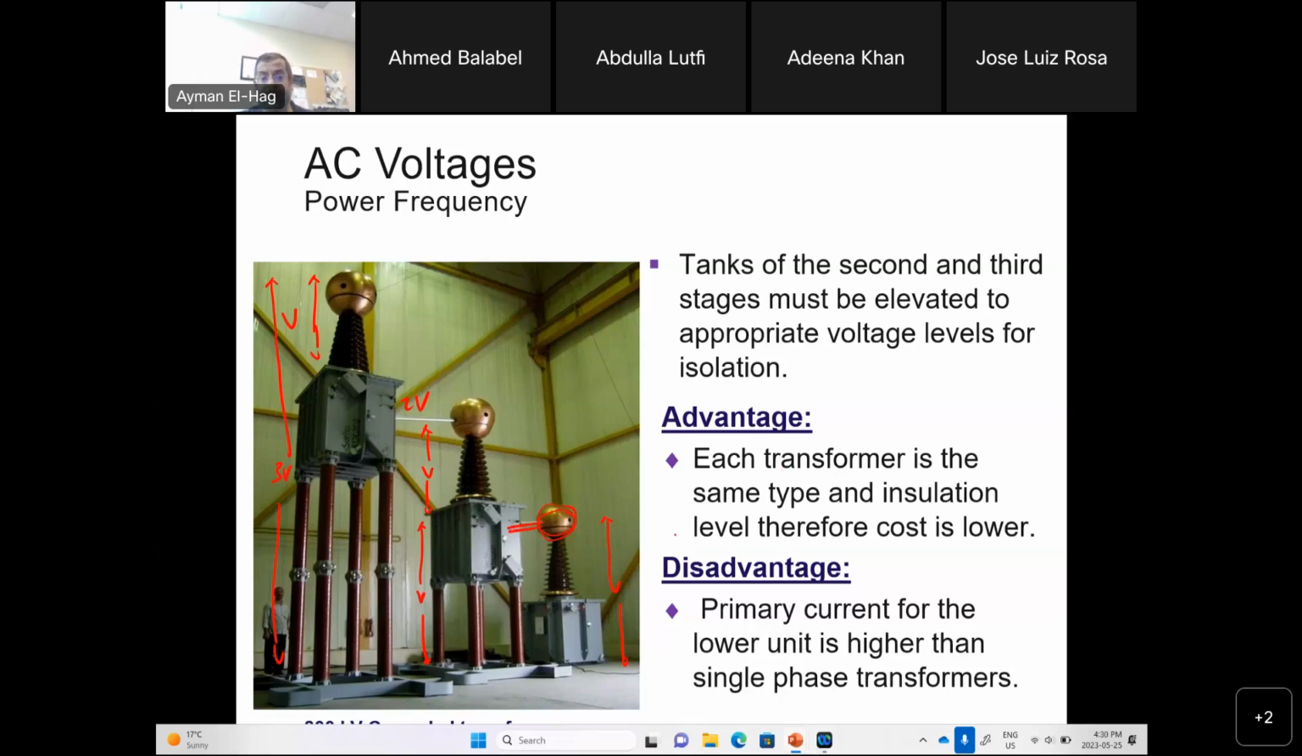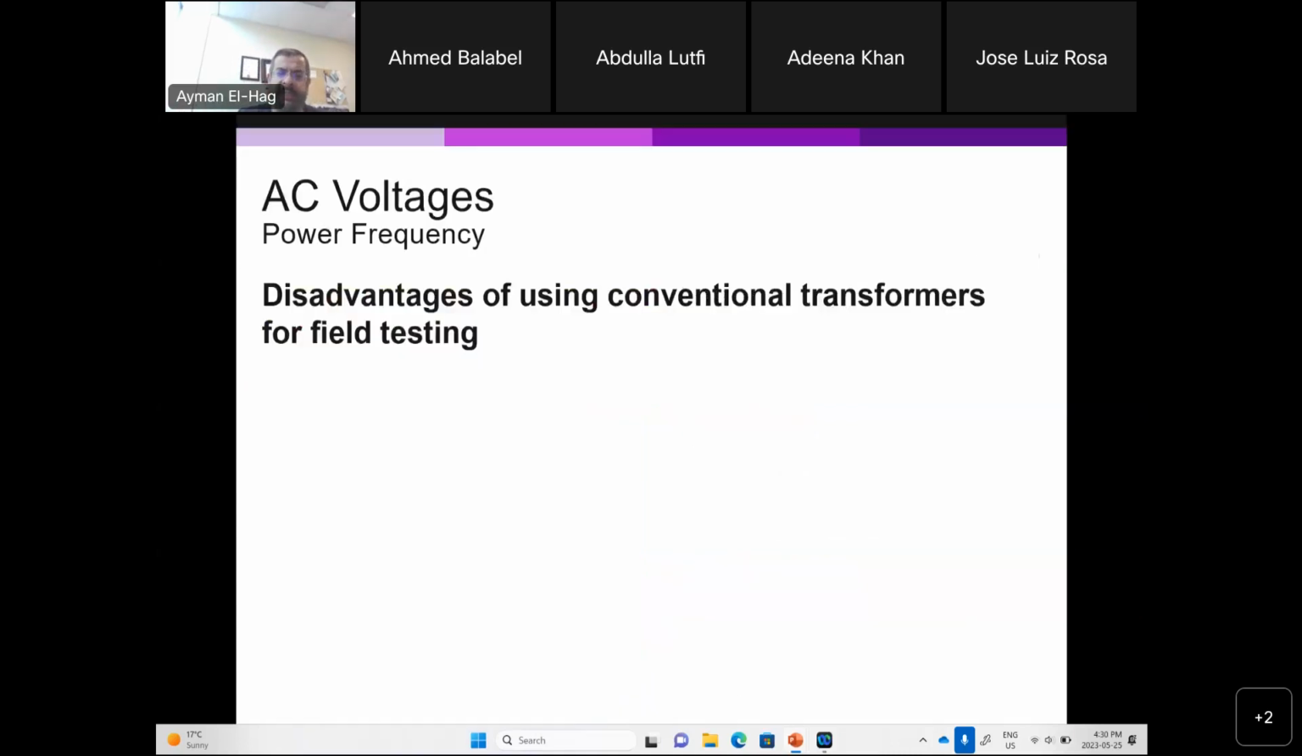Each transformer, this is one of the advantages. Look at that transformer now. Forget about the installation. They are identical. So that will make the cost lower, because you are cascading exactly the same units. The disadvantage is that the primary current for the lower unit is higher than for the single-phase transformer. So sometimes we design all transformers with exactly the same rating as the first transformer. So we are over-designing. That's a cost that you need to pay. This is the disadvantage of having cascaded transformers.